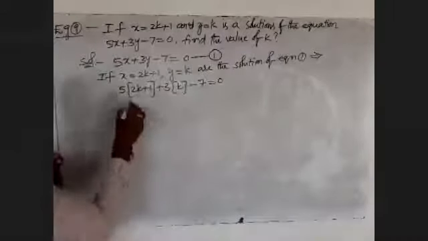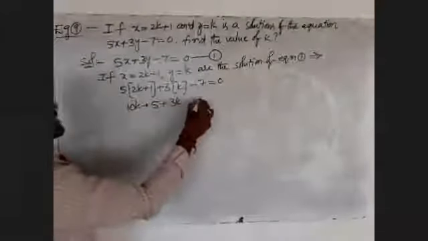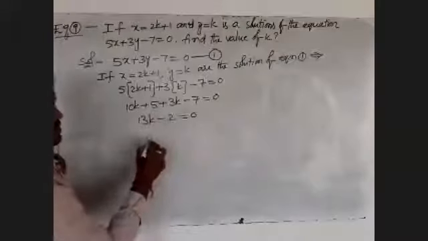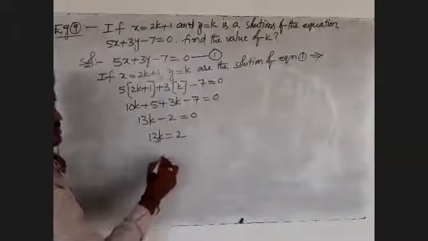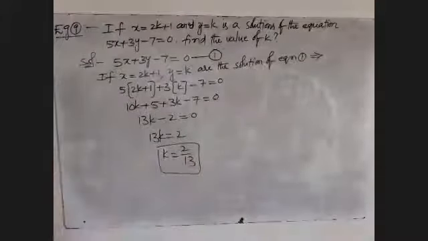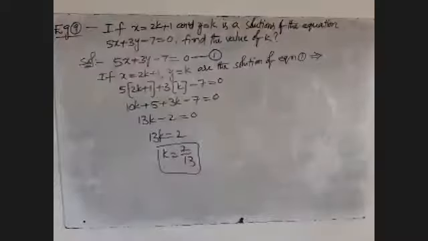How to write in this one? 5 into 2k is 10k plus 5 plus 3k minus 7 is equal to 0. 10k plus 3k is 13k. 5 minus 7 is minus 2, equal to 0. That is 13k is equal to 2. k is equal to 2 by 13, we will write this one.